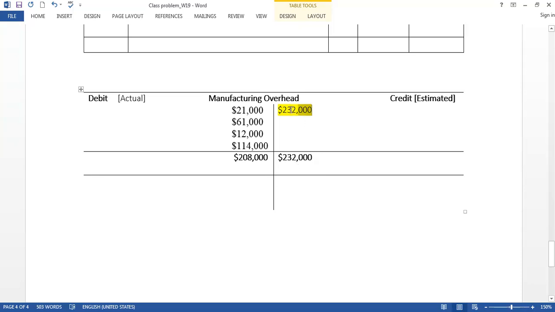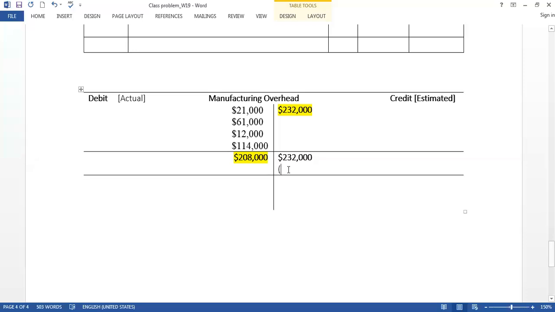We estimate a higher amount, right? Clear? Because our estimated number is, look here, $232,000, but actually it is $208,000. So before, we estimated a higher amount. Now what should we do?